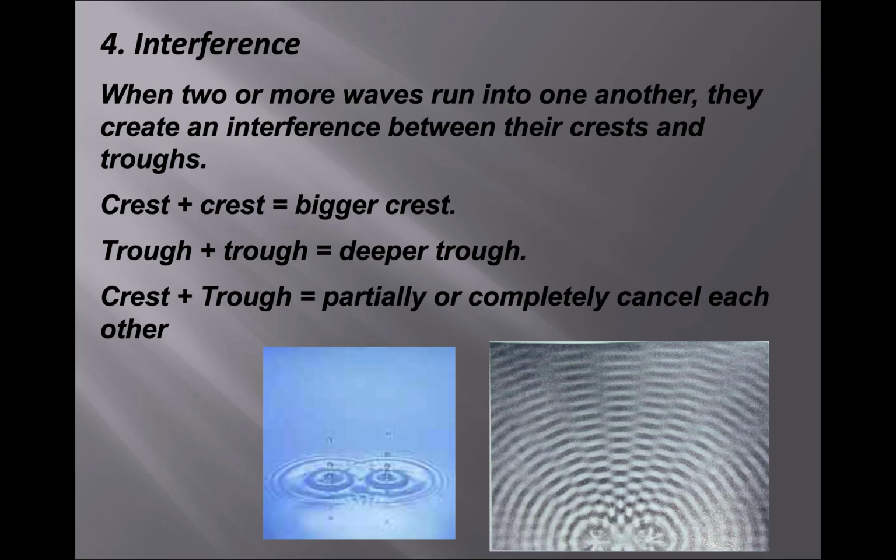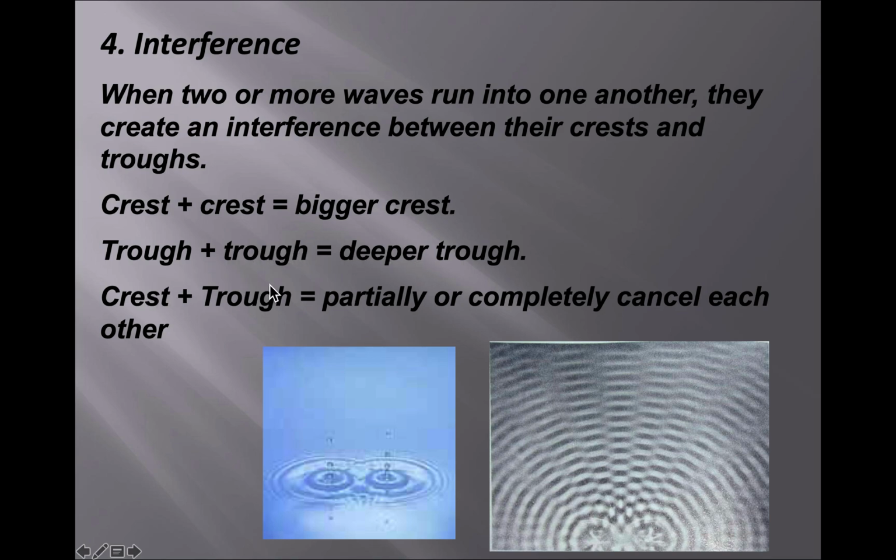Now, interference is when two or more waves run into one another. They create an interference between the crests and the troughs. So if you have a crest and another crest, you're going to end up with a bigger crest. If you take a trough and add it to another trough, you're going to have a bigger trough.